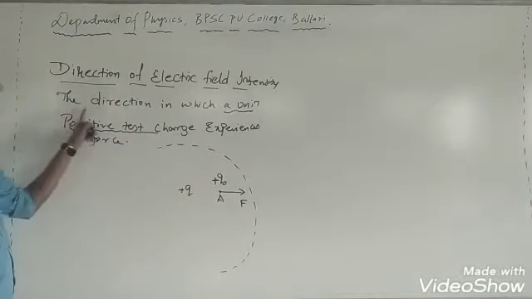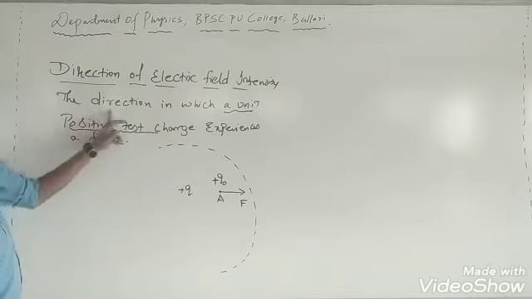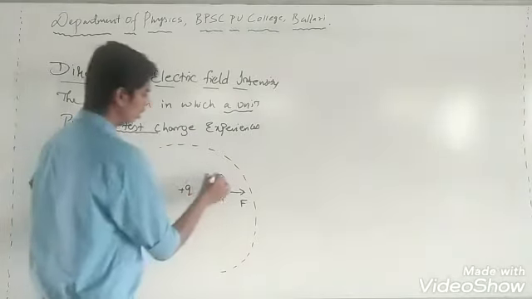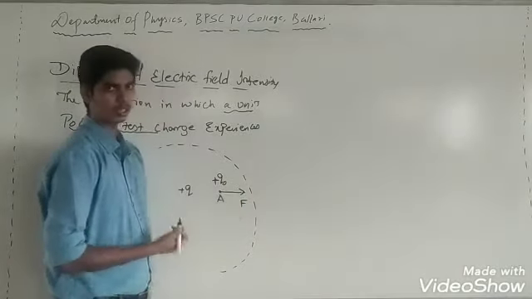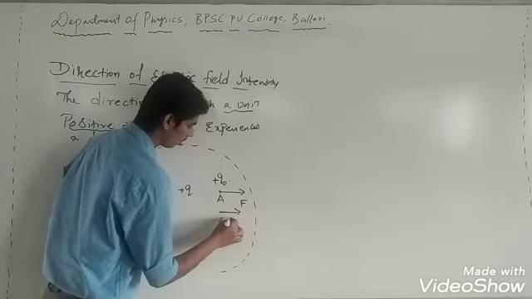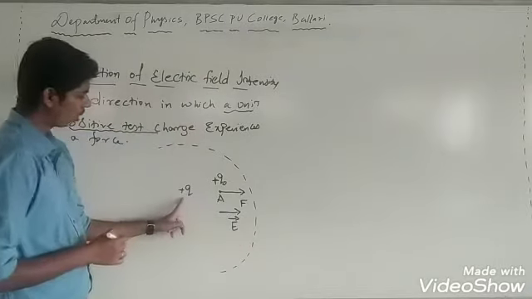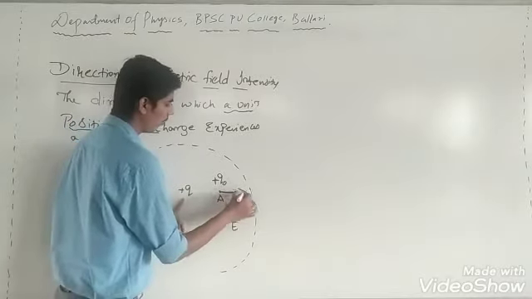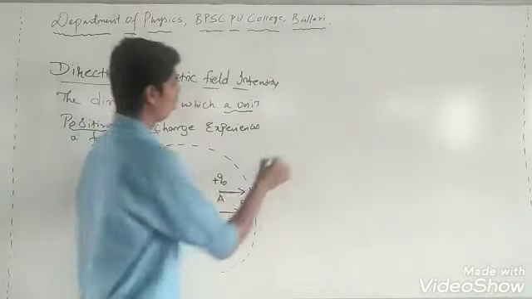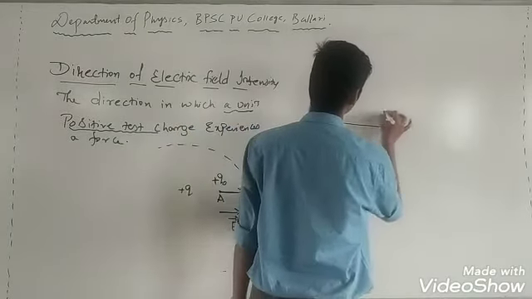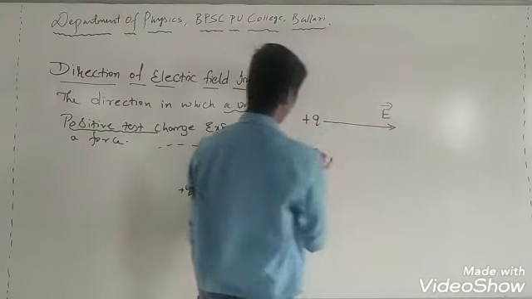According to the rule, the direction of electric field is the direction in which a unit positive test charge experiences a force. Whichever direction this test charge experiences force, the electric field is also in that same direction. So due to a positive source charge, electric field is always away from the charge. This we know.